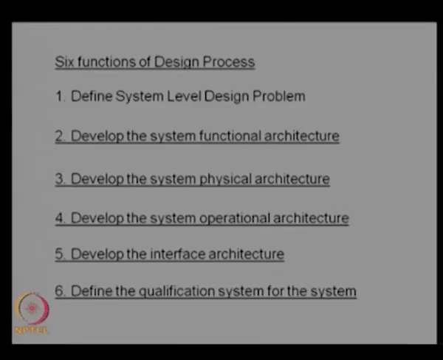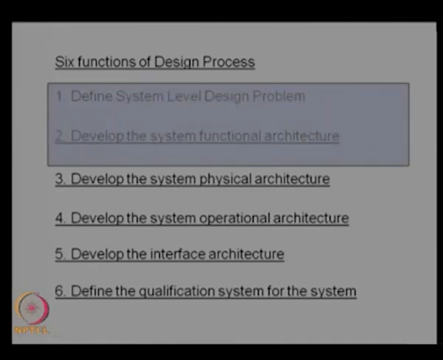As we saw in the previous lectures, out of the 6 functions of the design process, we have completed the system level design problem and the system functional architecture development, and the next task is basically the system physical architecture development.